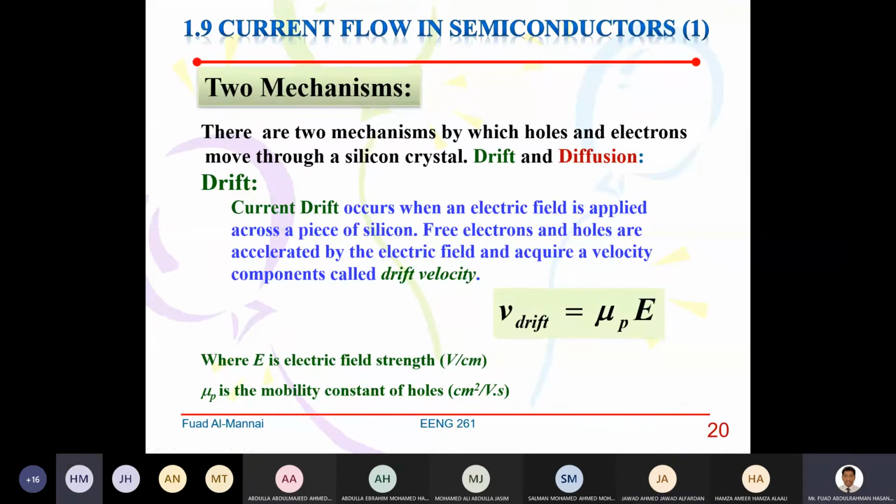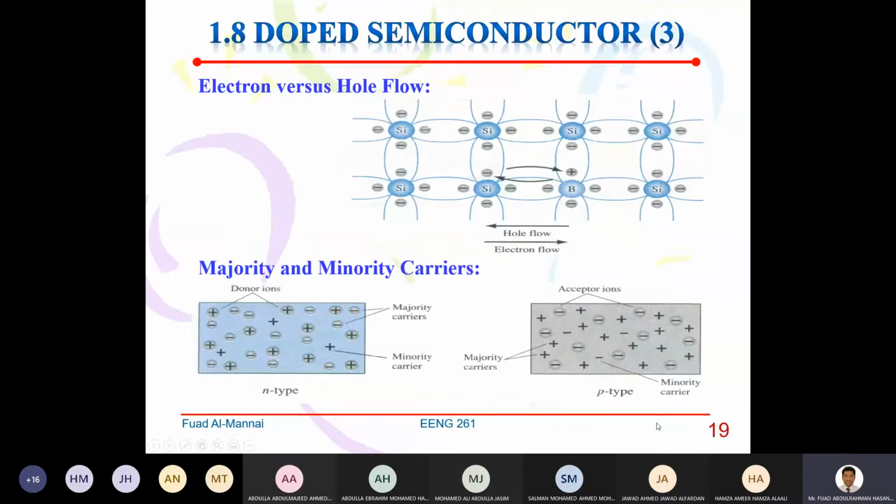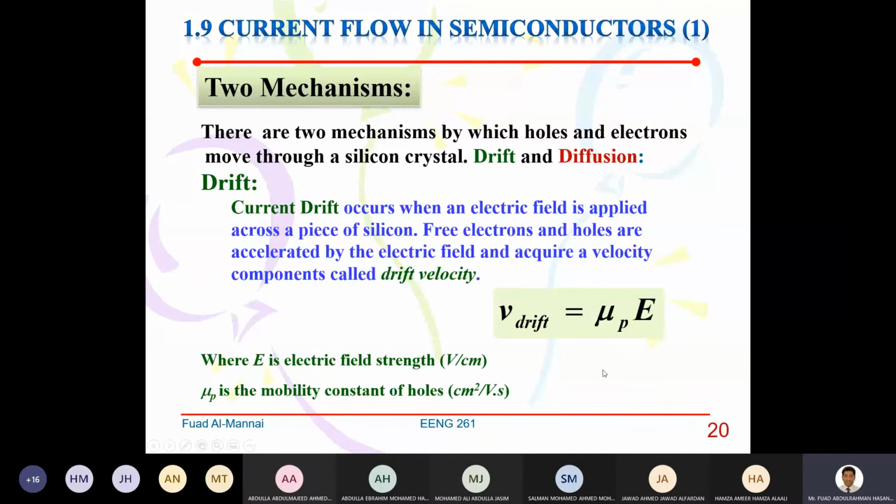Okay, so last time you were on slide number 20. We have two mechanisms by which holes and electrons move through a silicon crystal, and they are called diffusion and drift, or drift and diffusion.